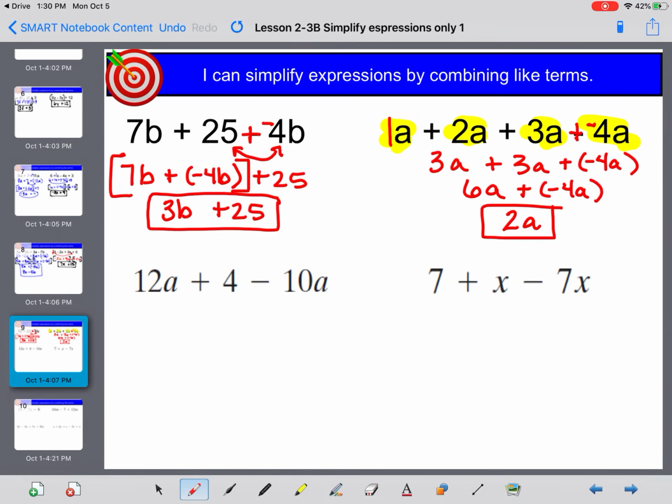Okay, the next one. I immediately see a subtraction that I need to change to adding a negative. And then I want to use my commutative property to get my variables by each other. 12a plus negative 10a plus 4. The associative property allows me to group those together, and I get 2a plus 4.